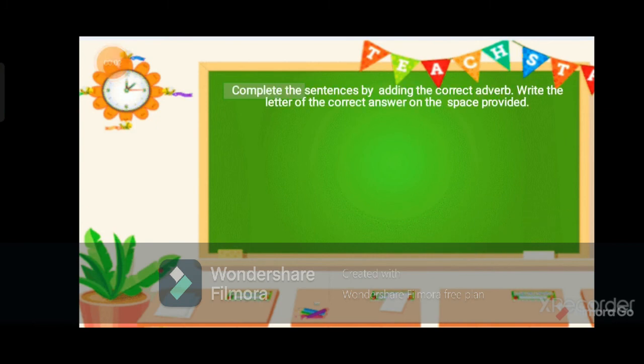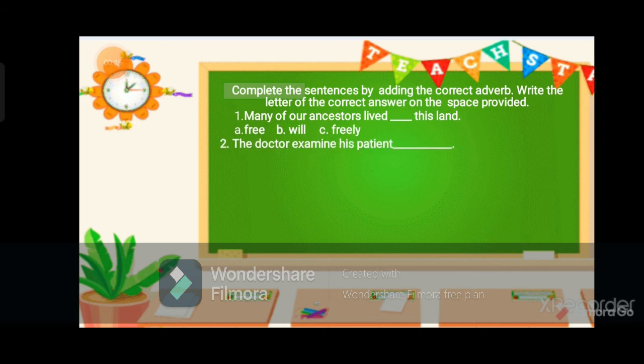Now, let us assess. Complete the sentences by adding the correct adverb. Write the letter of the correct answer on the space provided. Number 1. Many of our ancestors lived blank this land. A, free, B, will, C, freely.